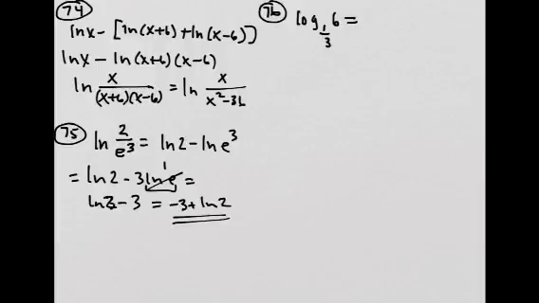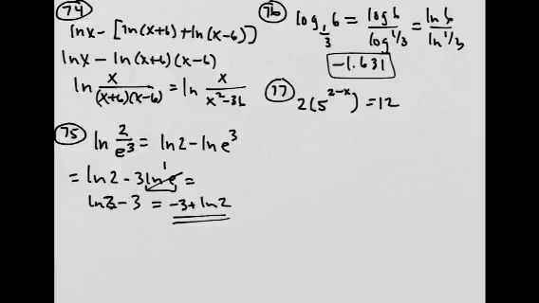Now we have to use the change of base theorem for this one. So you could either write it as log 6 over log 1/3, or you can write it as natural log of 6 over natural log of 1/3. Either one is fine. Oops, 1/3. And when you plug this into the calculator, you get negative 1.631.